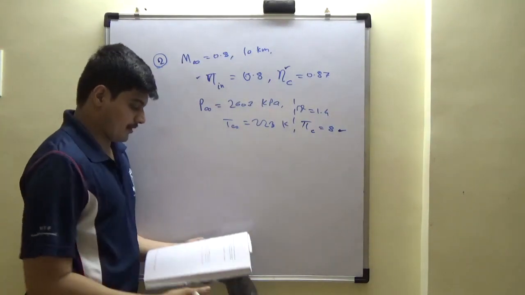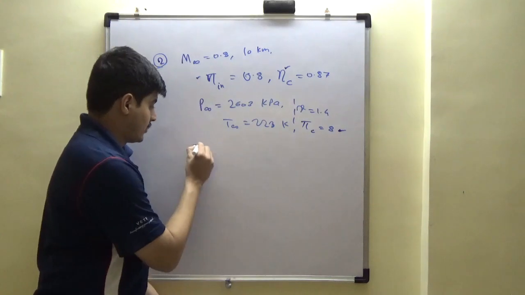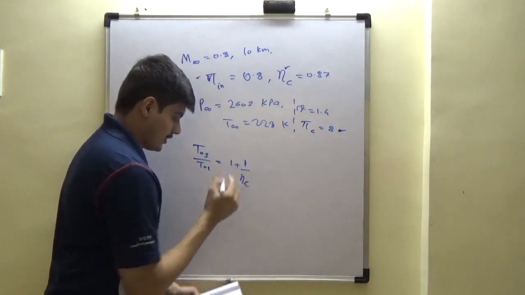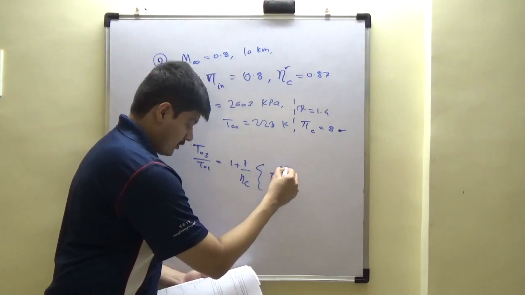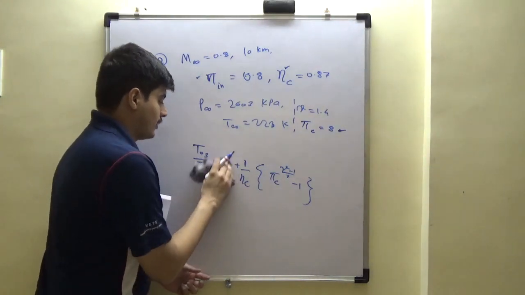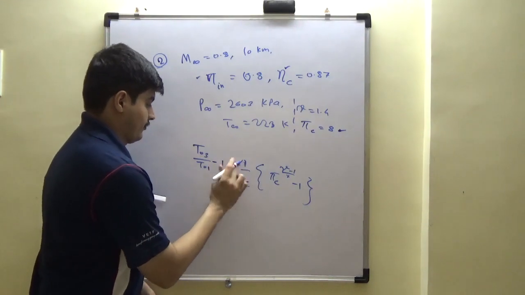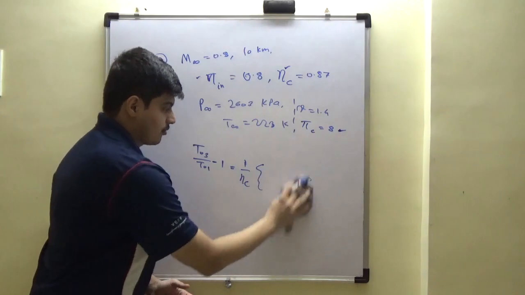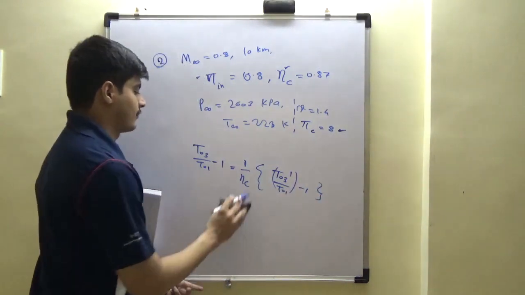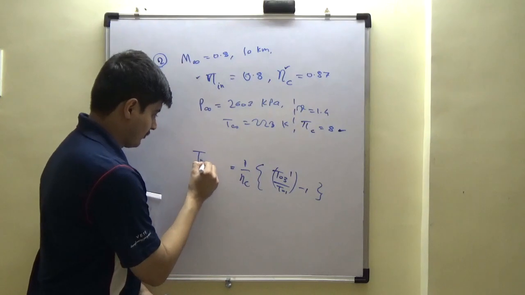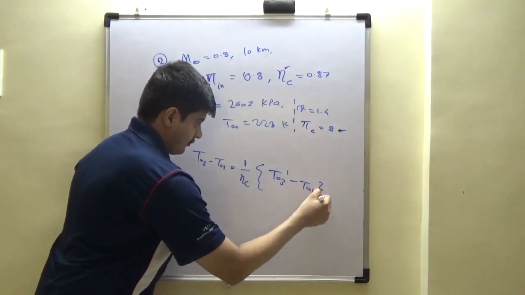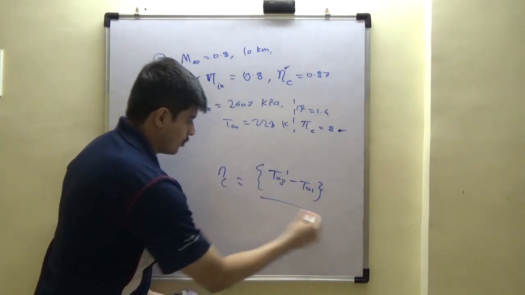Now, in the compressor, what is the relation? T03 upon T01 is equal to 1 plus 1 upon eta C, pi C raised to gamma minus 1 by gamma, minus 1. How did I arrive at this relation? Let me write one step behind. Pi C raised to gamma minus 1 by gamma. This is T03 dash upon T01 minus 1, which means, right? But this is what we know.